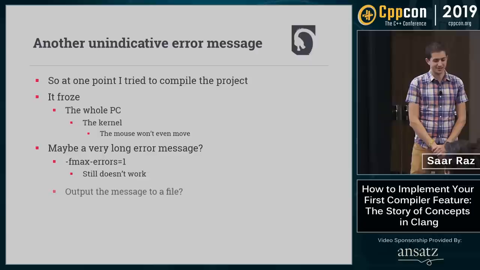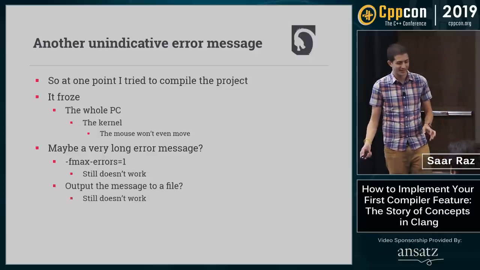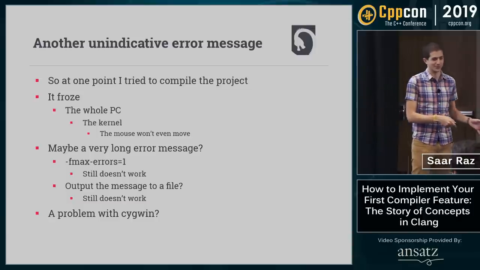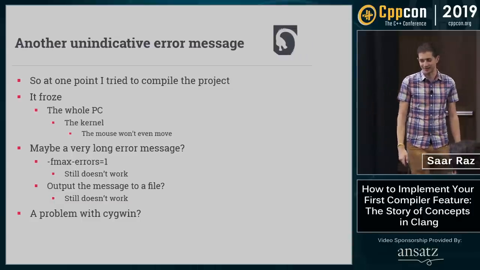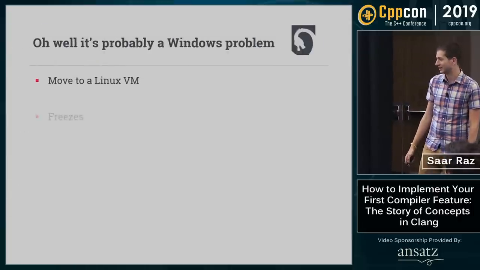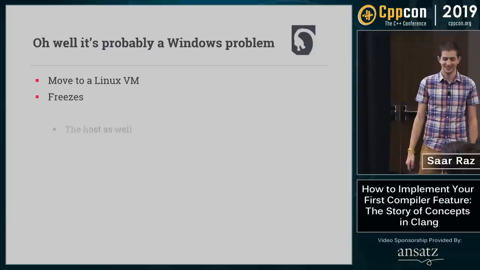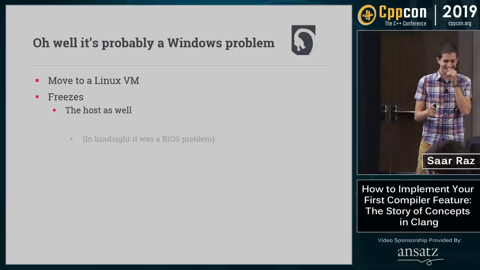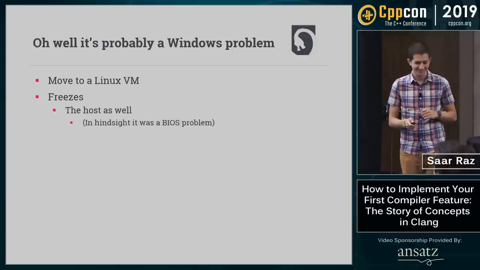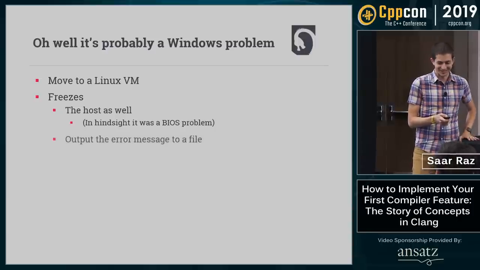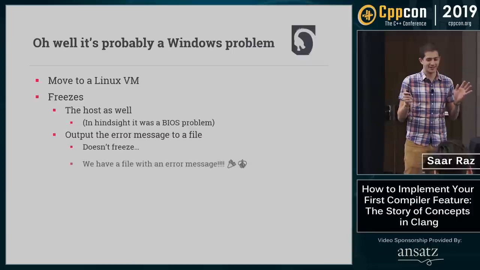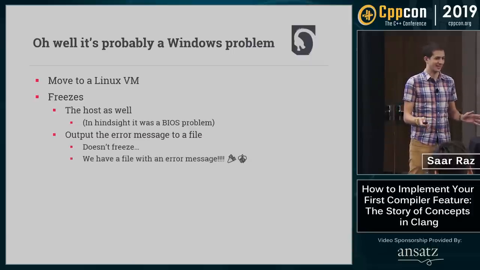So this still won't work. I tried to output the message to a file, and it still doesn't work. So I thought, OK, maybe this is a problem with Windows. I was using Cygwin. Maybe it's a Cygwin problem of some kind. So I moved to a Linux VM. And it freezes again. And the host freezes as well. Well, this shouldn't happen. It turns out I had a BIOS problem, but never mind. OK, so I output the error message to a file. And it didn't freeze. And I had a file with the error message in it. This is huge. It was 1.2 gigabytes.